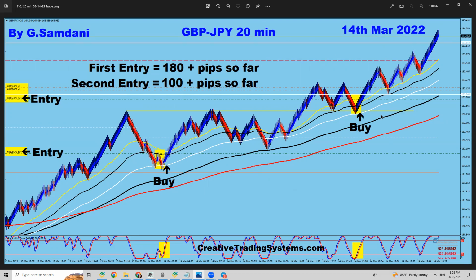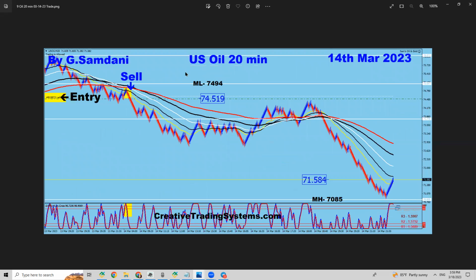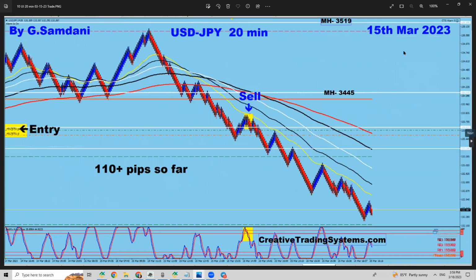This is how the system, these entries, look at that, entries everywhere. You don't see these entries in a regular time frame chart like Japanese candlestick. All right, so on the 14th, USD yen, all the way from here to there, 140 pip alongside. This one, again, oil from 74.51 going down to, this is the entry, to 71.58. And oil just keeps going down, man. And on the 15th, March 15, USD yen, first it went up, then reversed, downside, 110 pip, sell order here.